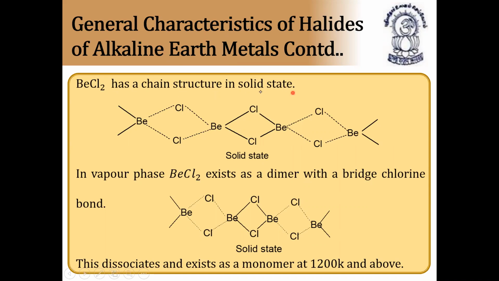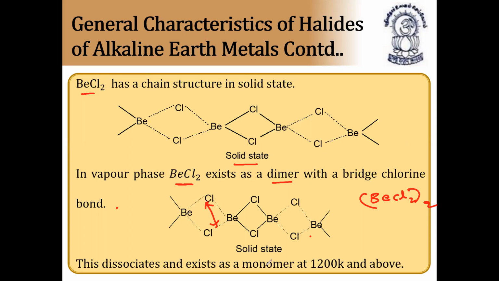BeCl2 has a chain structure in the solid state, so it does not form a single molecule but exists as a polymer. Many molecules of beryllium chloride combine to form polymeric beryllium chloride, so it is not existing as a single molecule. In the vapour phase, BeCl2 exists as a dimer: BeCl2 taken twice with a bridge chlorine bond. Both beryllium atoms are combined together by means of chlorine, so it is called a bridge bond.